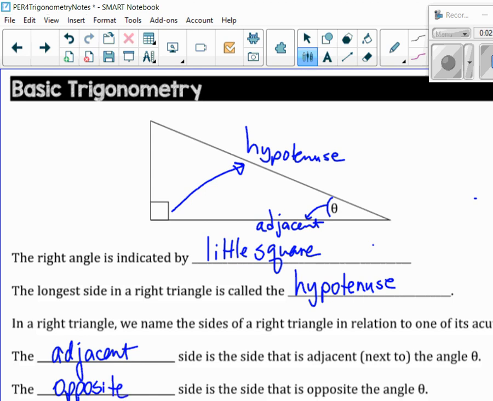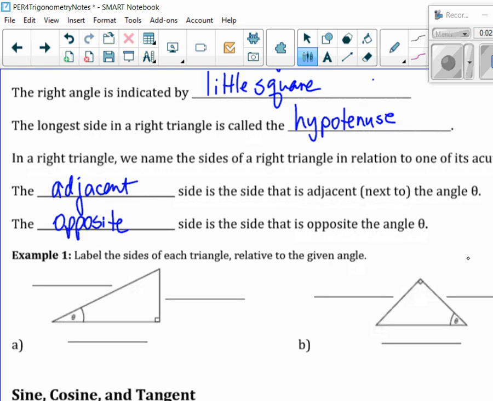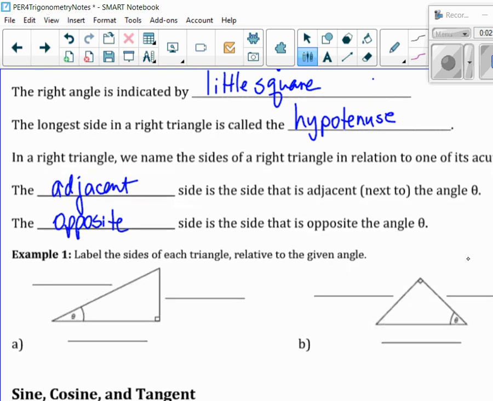And then, of course, the opposite side is the side that's opposite. Do you see which one's opposite theta? That would be your opposite side. I would do this in order all the time. I'd start with the hypotenuse, then figure out where my theta is, and that's my adjacent, and then the side opposite theta is your opposite side.